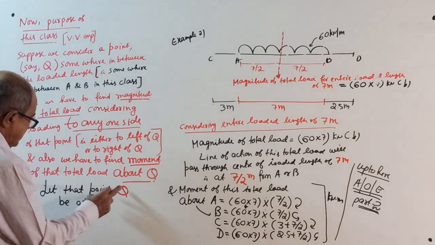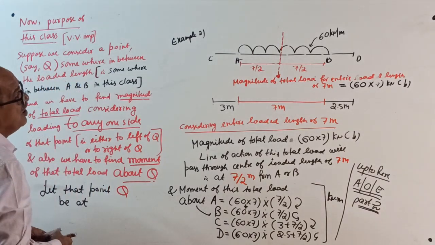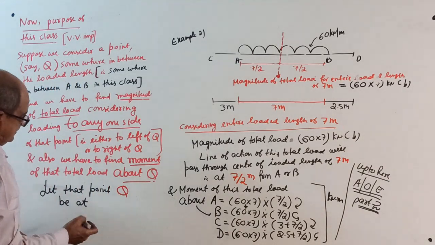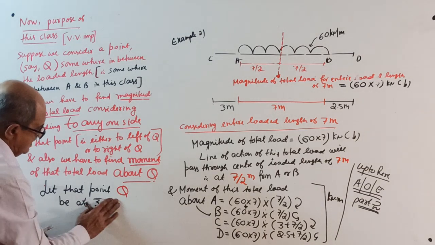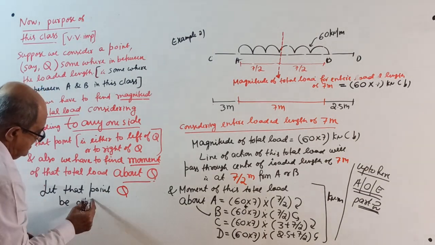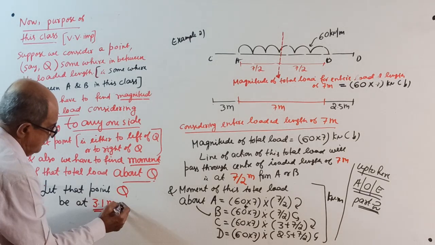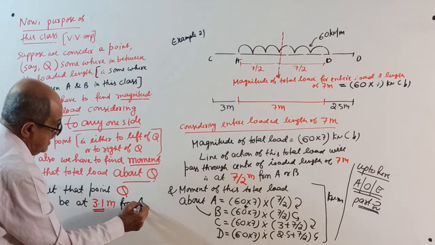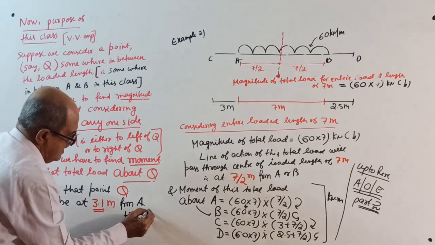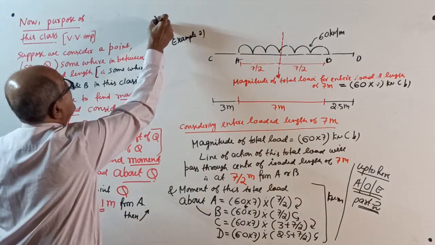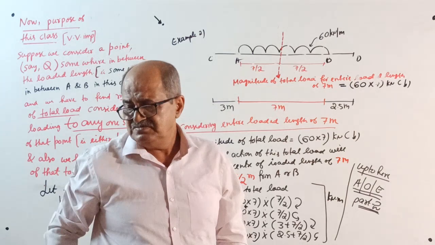Now, let that point Q be at some random distance along this 7 meter. Not the center, not 3 meter, but 3.1 meter, in red color because it is a new point. This is my choice: 3.1 meter from A. Now I have to remove this sketch and prepare the next sketch.